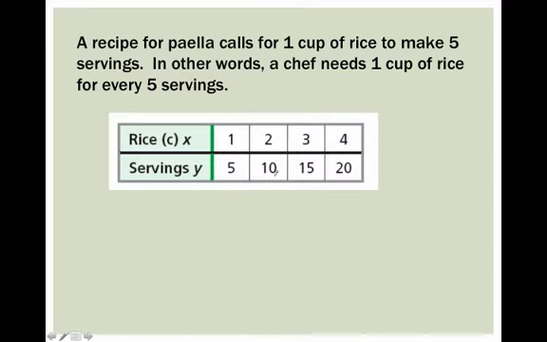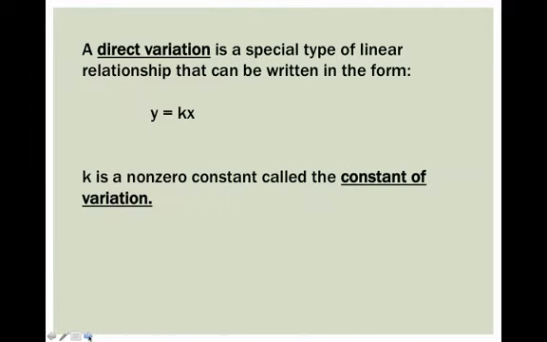So if I were to try to write an equation that describes this relationship, I would write that as a function. I would write that as y equals 5x. You'll see that fits our definition of direct variation. It's a special type of linear relationship that can be written in the form y equals kx.